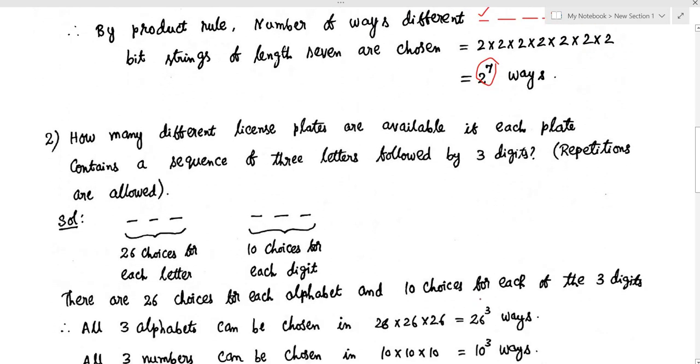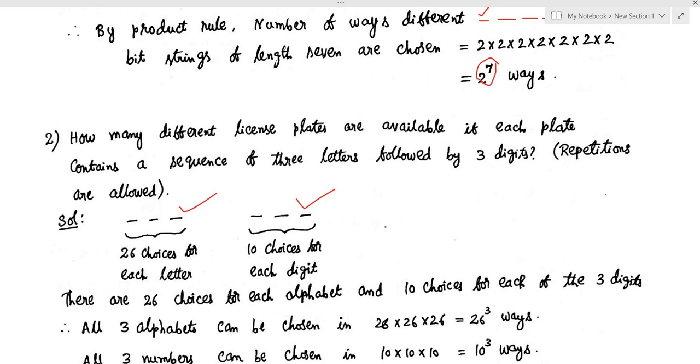Problem number 2. How many different license plates are available if each plate contains a sequence of 3 letters followed by 3 digits? Remember, in the question it is clearly given 3 letters followed by 3 digits. Your question is how many different license plates? First, we have to remember how many letters are there, how many digits are there. Letters in the sense alphabets. We know that 26 choices are given for each letter. Similarly, 10 choices are given for each digit.